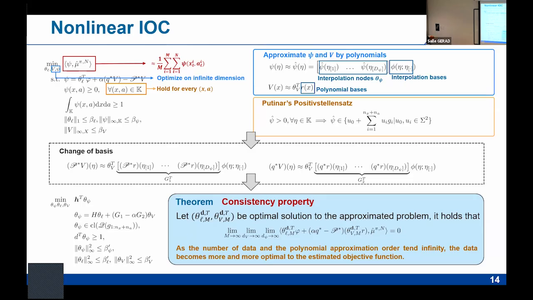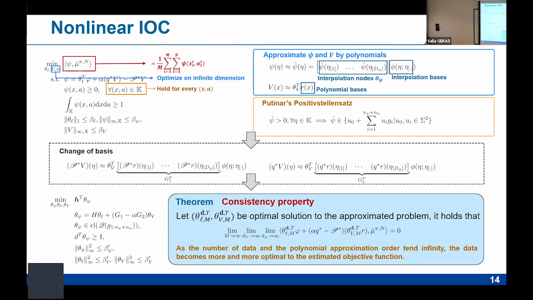This is a sufficient condition if it belongs to this set. Namely, u0 and u1 are sums of squares polynomials, and the gi's are just constraints that constrain your entire state and action space. It is Archimedean, but I'll skip the details. You can change your basis and arrive at this equivalent formulation. Then for the entire theorem, there are basically two consistencies.